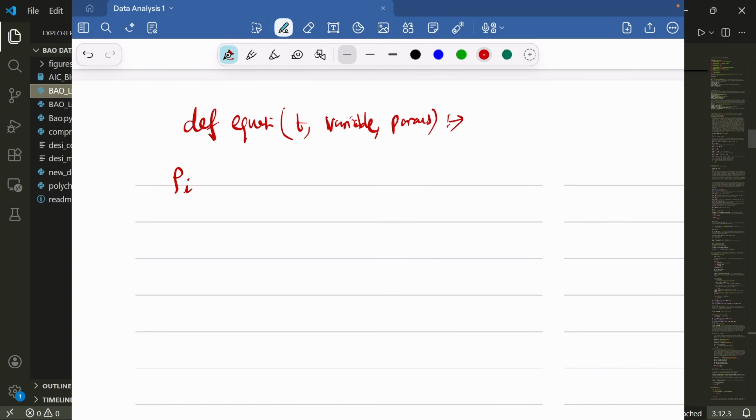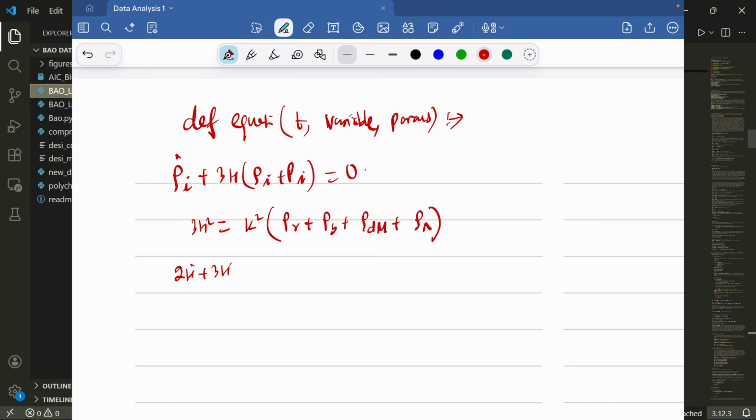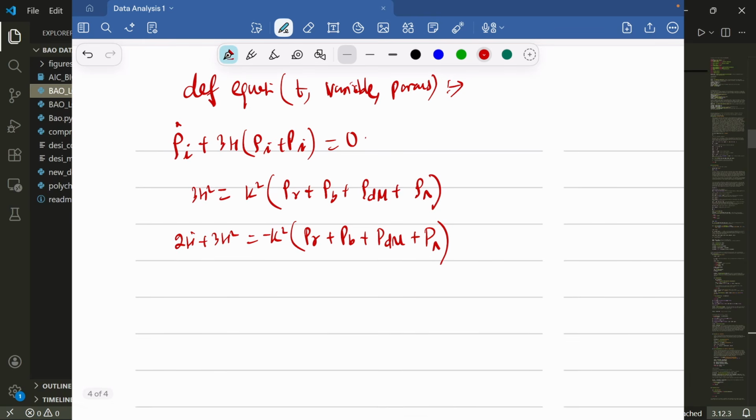I told you that ρ_i dot plus 3H(ρ_i + p_i) is equal to 0. I have 3H² equal to κ² times the sum of densities: maybe I have radiation, maybe baryon, dark matter, plus the cosmological constant or anything dark energy related. And another equation, 2Ḣ plus 3H² is equal to minus κ² times the pressures: pressure of radiation, pressure of baryon, pressure of dark matter, pressure that comes from the cosmological constant or any other models, right? Now here you can see that there is a κ, some kind of value, and I don't want to work with dimensional quantities, because dimensional quantities have some scale. Make it a dimensionless quantity.